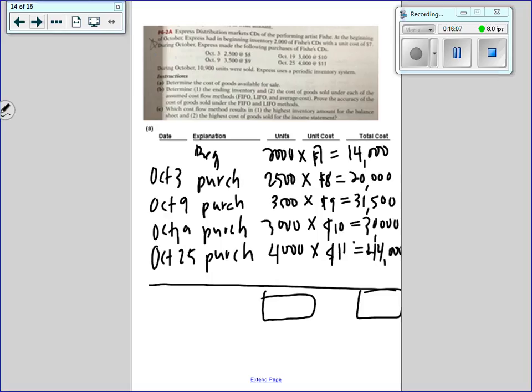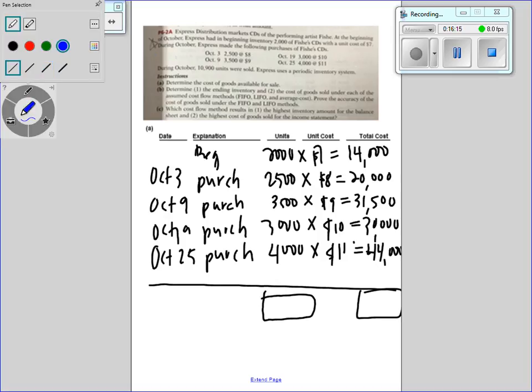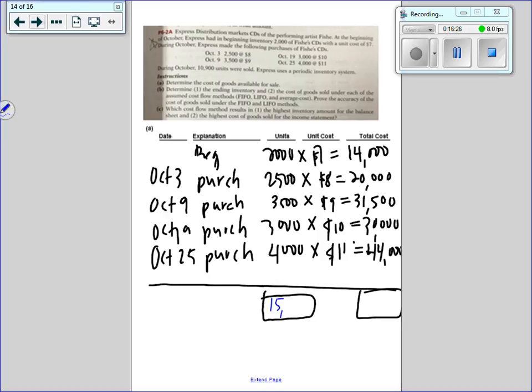How many units do we have sitting around? Add them up. We had 2,000 at the beginning, 25, 35, 3, and 4. I have 15. Okay. Good guess, though. 15,000 things available. Would you like the other number? Do you trust me up here with my dog and pony show that I'm running? 139,500. That's the cost of goods available. Okay, so that was step one.